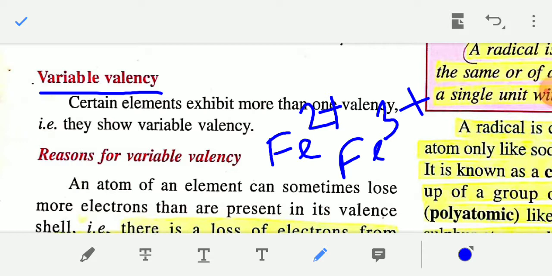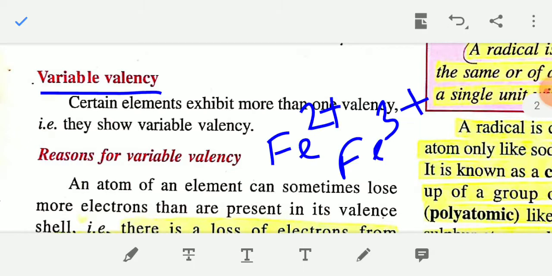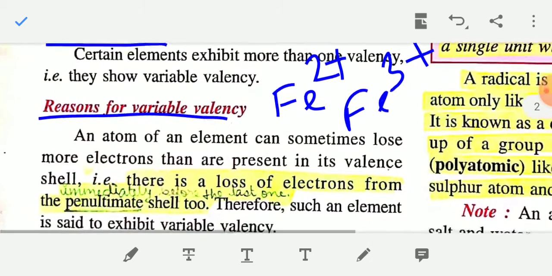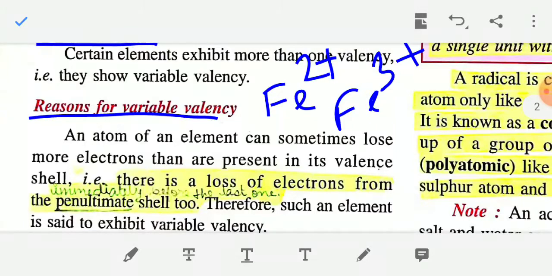Certain elements like iron, copper, tin can exhibit more than one valency, and this is known as variable valency. And the reason for variable valency: certain elements can lose electrons from their outermost shell. At the same time, they can also lose electrons from their inner shell, that is the penultimate shell also. That's why they can show more than one type of valency.